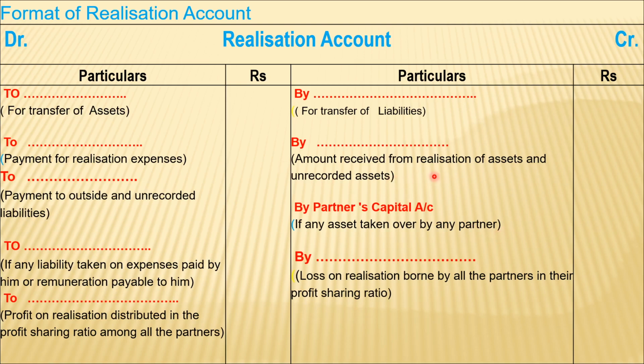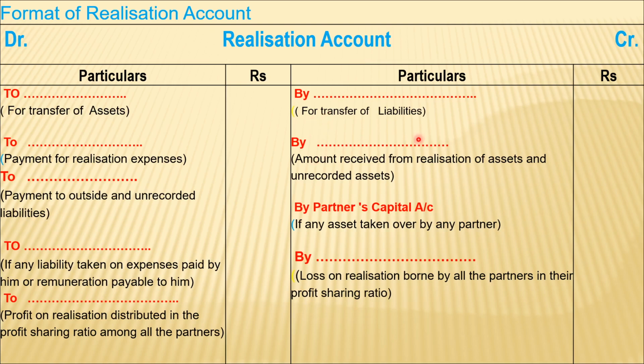So here amount received for realization of asset and unrecorded asset also. Unrecorded asset disposed, as well as the asset which already recorded, now it is being disposed. So that time what will be the entry here? Dash account debit to realization, so it is by dash. So what will be the entry?